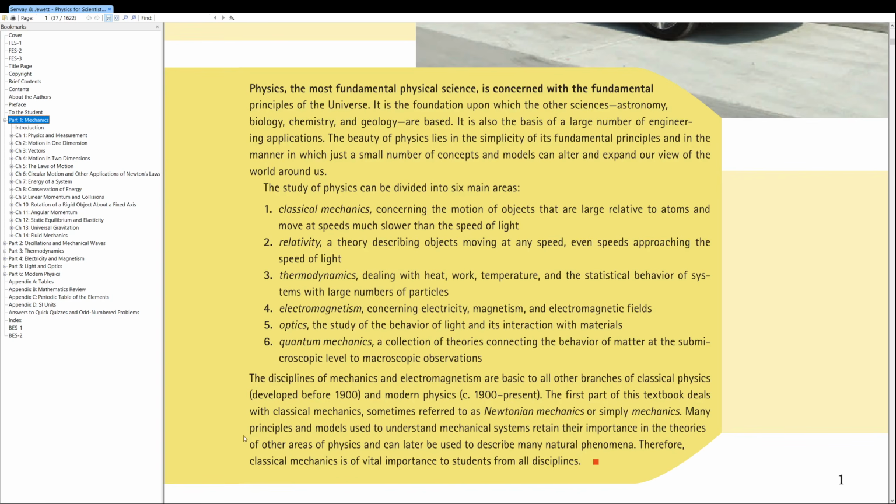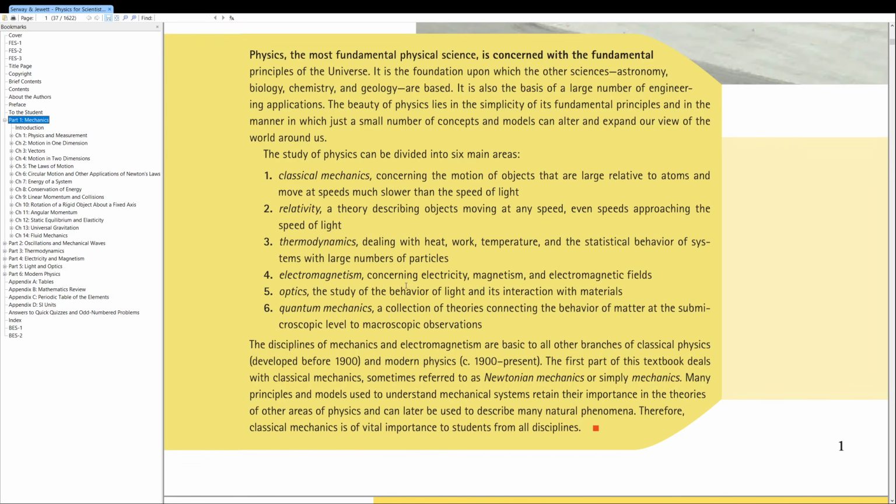And so he divides them into 6 main areas. Classical mechanics, that's basically Newtonian mechanics. Relativity, you're probably familiar with Albert Einstein and his theory of relativity. I would probably put the word special relativity in front of this as opposed to general relativity. Special relativity has to do with things that are moving very fast, close to the speed of light, whereas general relativity has to do with the structure of the universe, how gravity actually works. And, like space-time curving. That's general relativity.